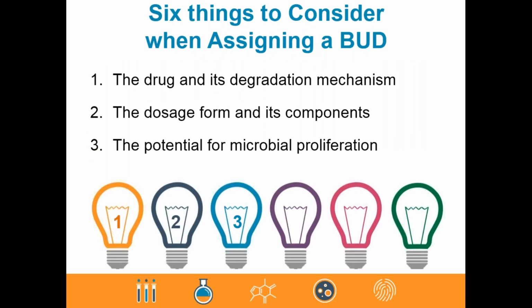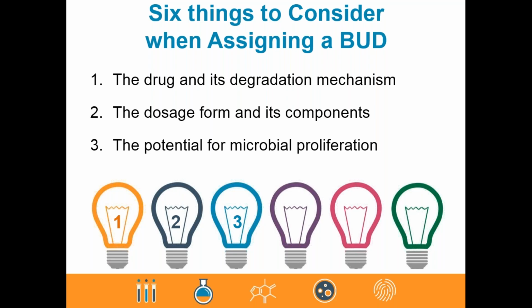So when assigning a BUD, whether you're going to use the literature method for theoretical BUD or direct testing as part of a truly valid BUD, you need to consider all 6 of these things. So the drug and its degradation mechanism: when you think about the drug, make sure you think about what the appropriate test methodology is for that drug.